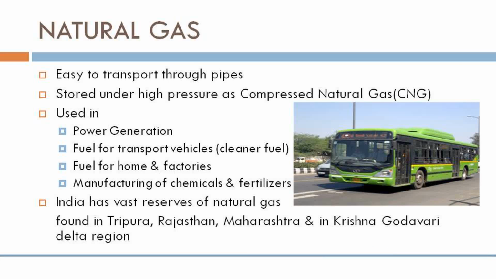Natural gas is also a fossil fuel which is formed along with petroleum from organisms living in the sea. Natural gas is easy to transport through pipes and is stored under high pressure as compressed natural gas. It is used in power generation and, being a cleaner fuel, is used for transport vehicles. It is also used as a fuel in homes and factories and for manufacturing of chemicals and fertilizers. India has vast reserves of natural gas, which is found in Tripura, Rajasthan, Maharashtra and in the Krishna Godavari Delta region.